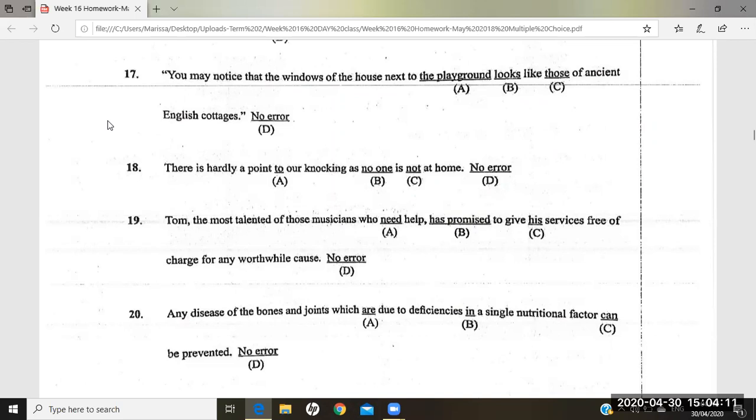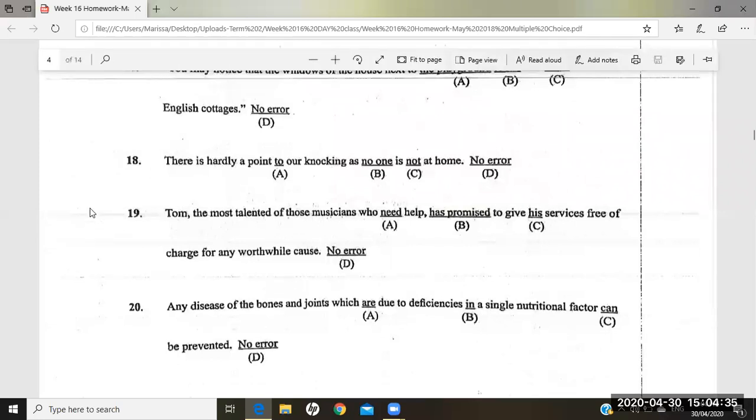So you may notice that the answer is B. Yes, it is B. It's supposed to be look. Very good. So you may notice that the windows of the house, they look like those. The subject of the sentence is the windows, plural, more than one. So the verb should be look and not looks. So the answer is B. Shia, number 18.